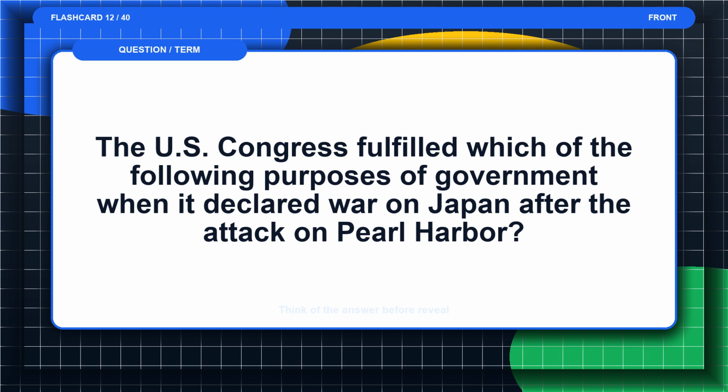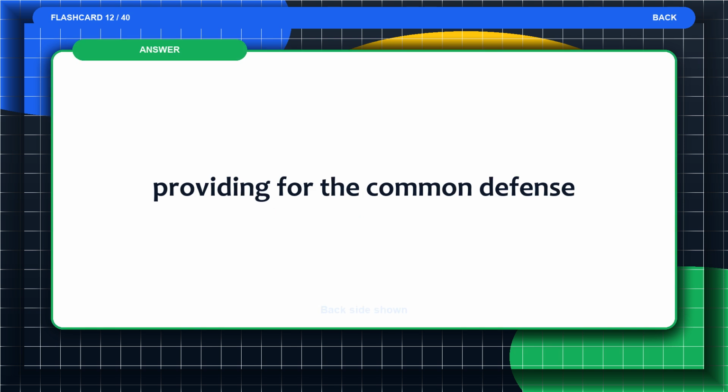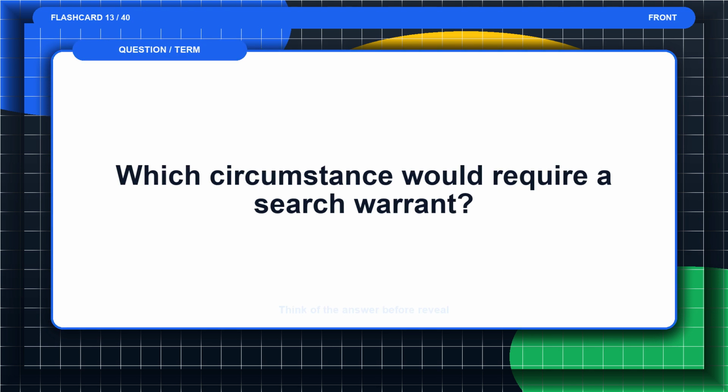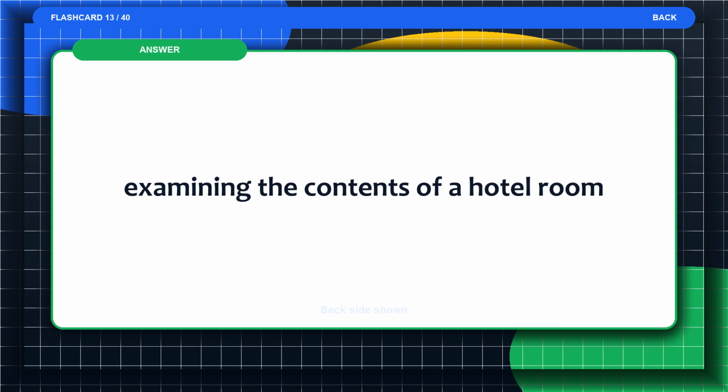Flashcard 12. The U.S. Congress fulfilled which of the following purposes of government when it declared war on Japan after the attack on Pearl Harbor? Think of the answer before the reveal. The answer is providing for the common defense. Flashcard 13. Which circumstance would require a search warrant? Think of the answer before the reveal. The answer is examining the contents of a hotel room.